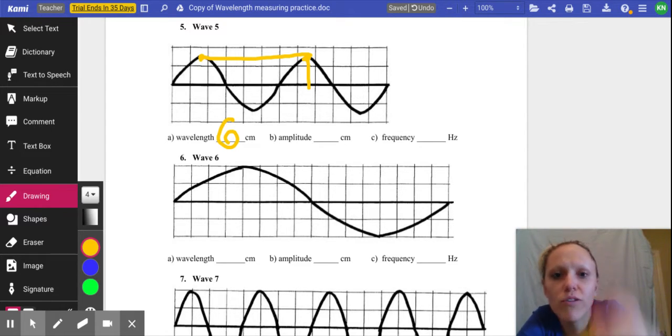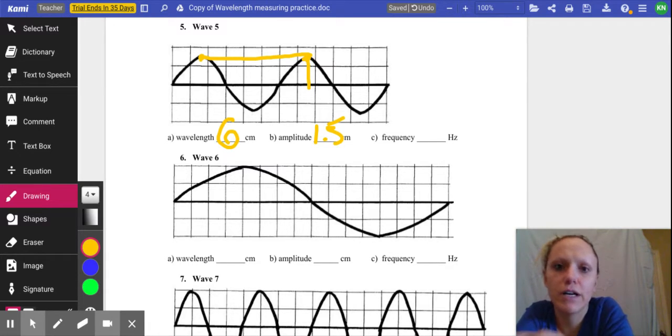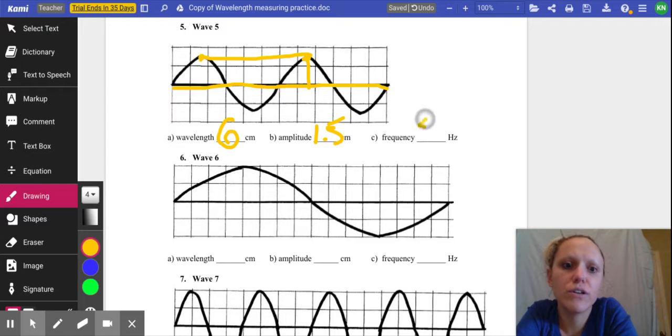Okay. The amplitude. Okay, it's definitely more than 1, but not 2. So I'm going to say it's 1.5. Okay, and then the frequency. So how many full waves do we have? Let's see here. So I've got 1, and then I've got 2. So 2 hertz.